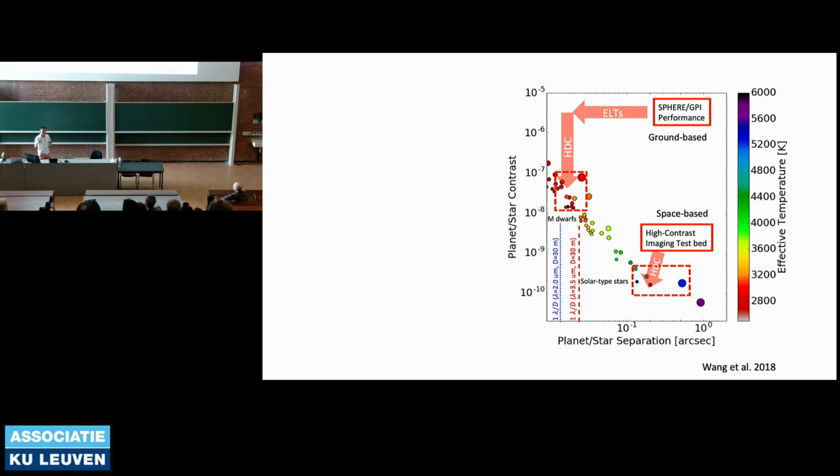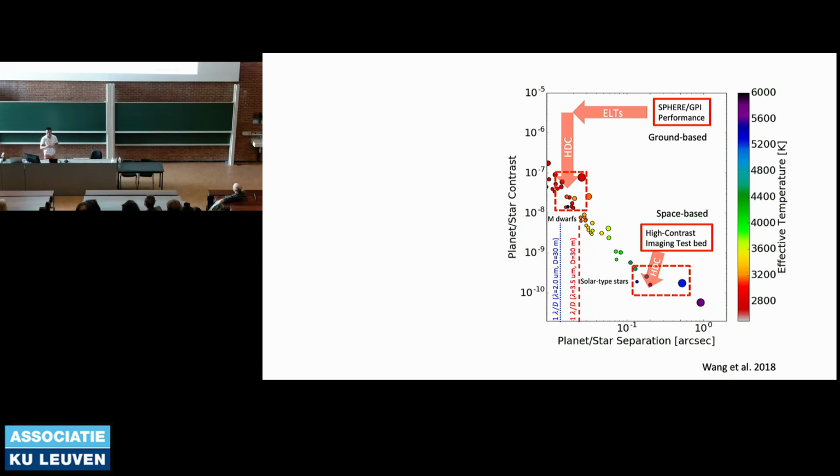So the ELTs, for example, the European ELT, extremely large telescope, which has a diameter of about 40 meters, will improve the angular separation, such that 1 lambda over D corresponds to about 10 milliarcseconds at 2 micron. But HDC will bring down the contrast so that you can directly image and study these planets around M stars. So HDC not only works for ground-based telescopes, it also helps you to improve the contrast for space-based missions.